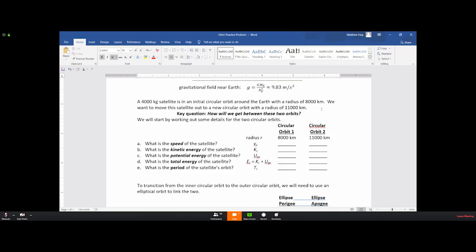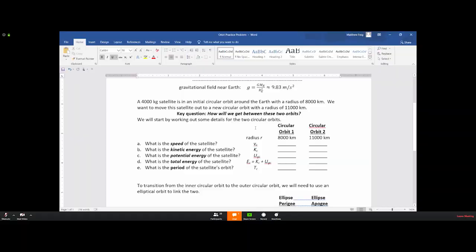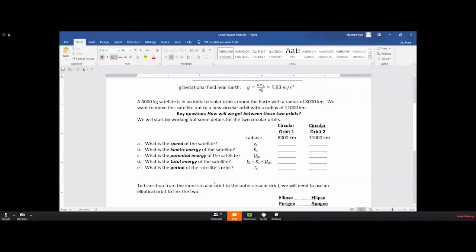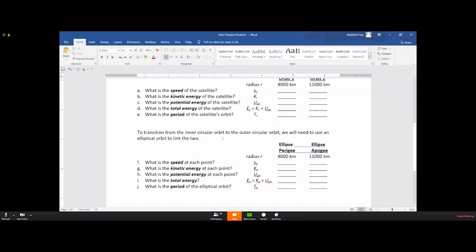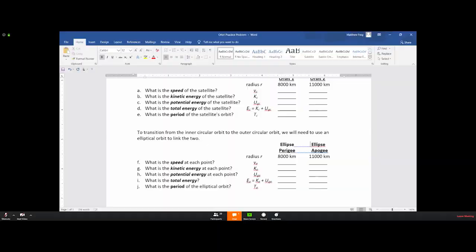It's not very difficult to get into a circular orbit, which we're going to analyze in the first 5 parts here very quickly. 2 circular orbits, the small and the large. Pretty easy. We will start by working out some details for the 2 circular orbits, but then what we really want to focus on is down here, a little lower. To transition from the inner circular orbit to the outer circular orbit, we will need to use an elliptical orbit to link the 2.